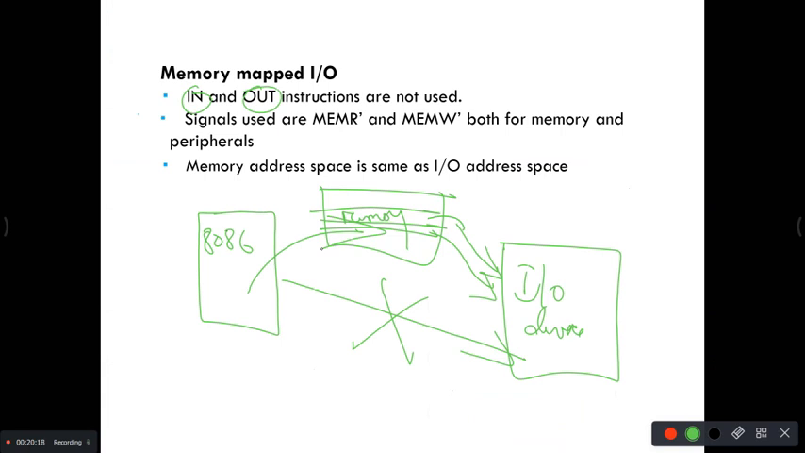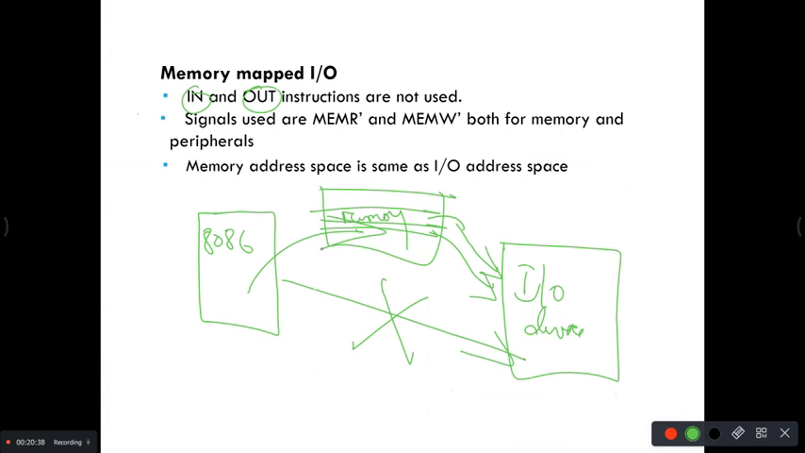So what will the microprocessor do? It will generate that address and make use of memory read and memory write instead of IO read and IO write to get the data from the IO device. Hope you are understanding this. Right? This is called memory mapped IO.